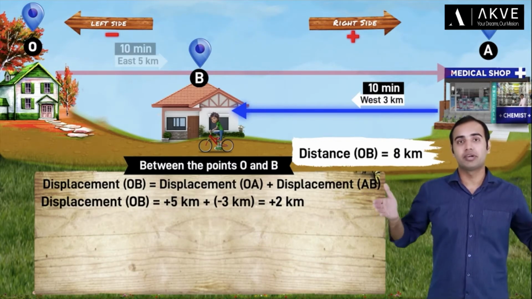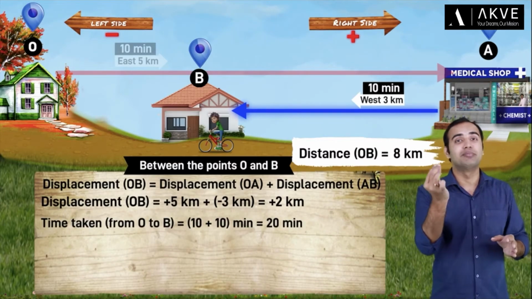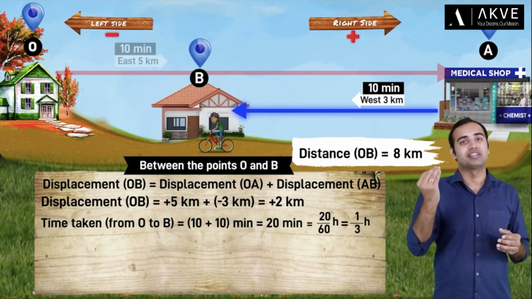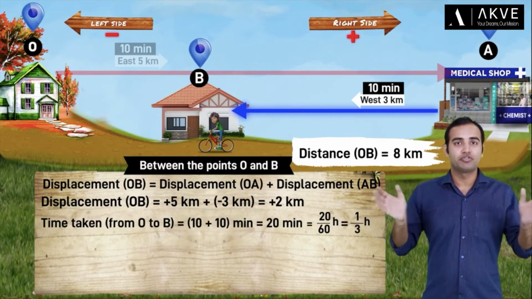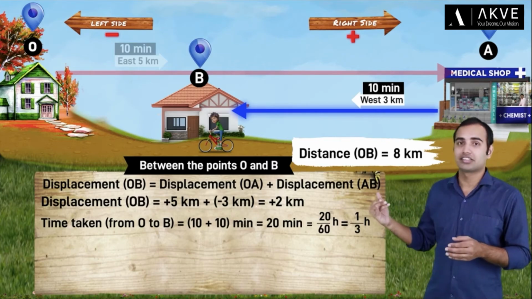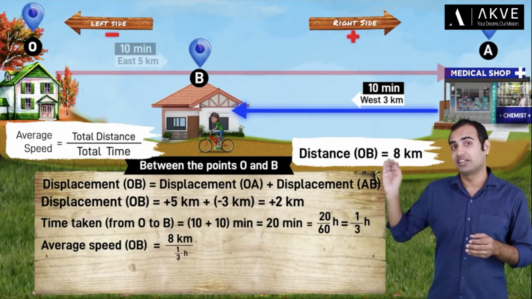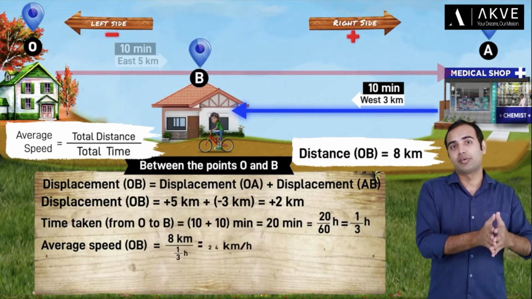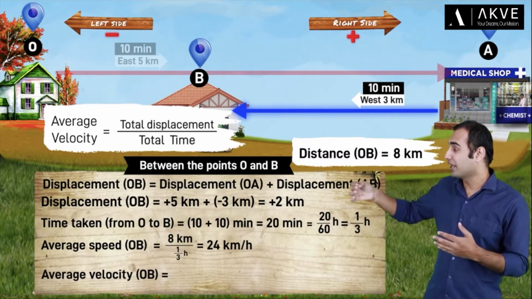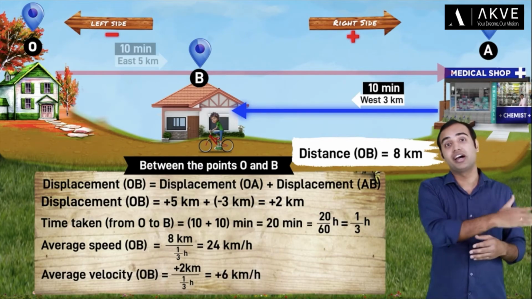So total time taken by Jack to go from point O to point B is actually 10 plus 10 or 20 minutes. Now this, when we convert to hours, comes out to be 20 by 60 hours or 1 by 3 hours. Now it's very easy to find out the values of average speed as well as average velocity. Average speed in this case comes out to be total distance divided by total time, which is nothing but 8 kilometers divided by 1 by 3 hours. The answer here is 24 kilometers per hour. Similarly, average velocity is total displacement upon total time, which is plus 2 kilometers divided by 1 by 3 hours, which comes out to be plus 6 kilometers per hour.